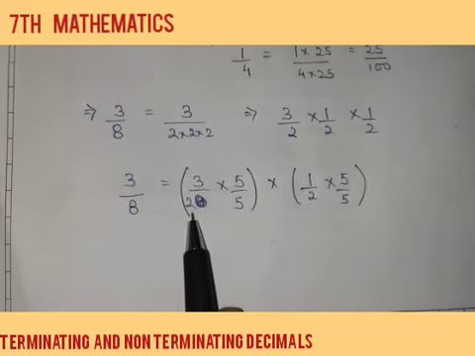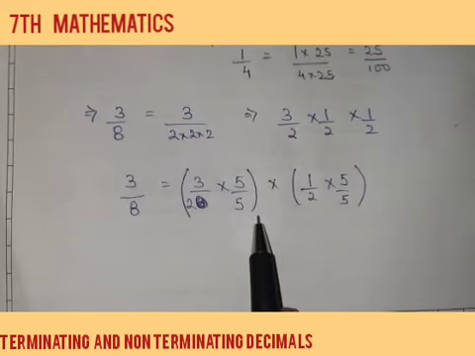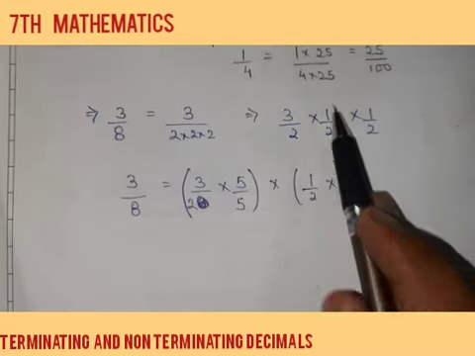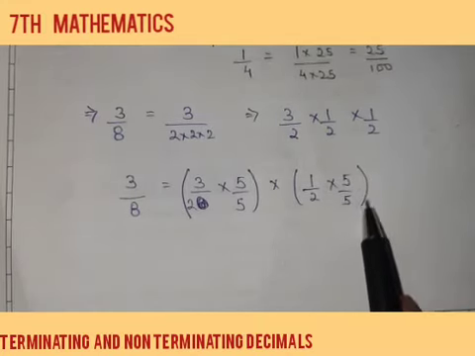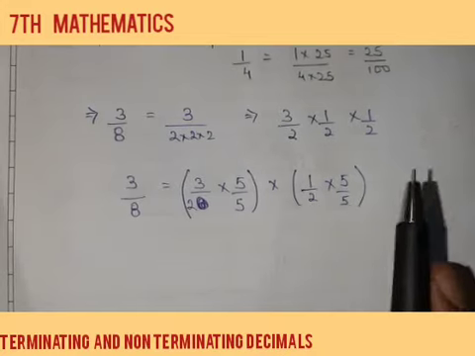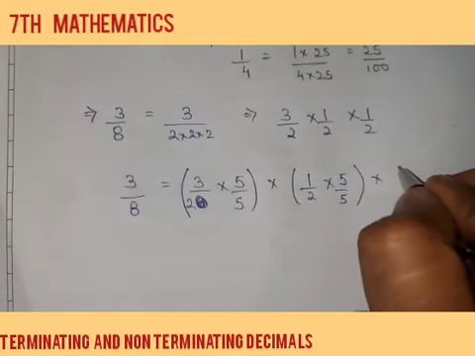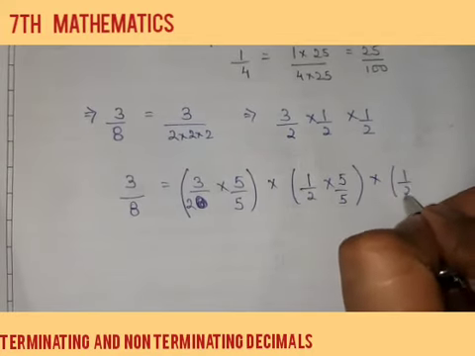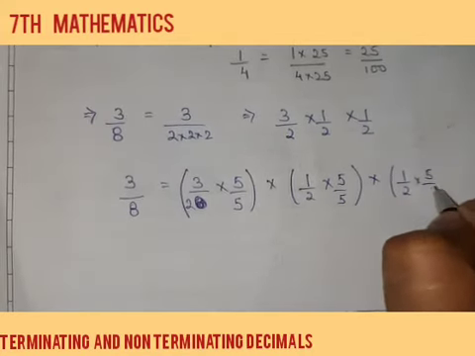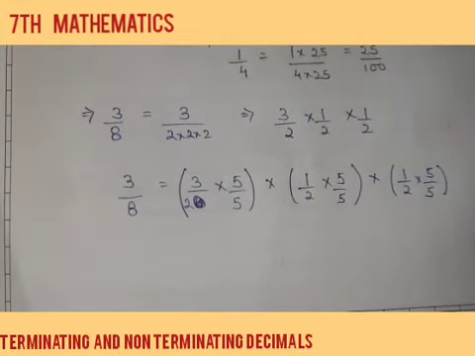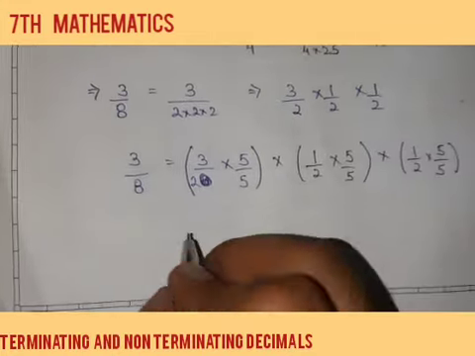So the first one was 3 upon 2 into 5 by 5, 2 into 5 will be 10. That means we are done with this one. We have converted it into power 10. Next is 1 by 2. So 1 upon 2 into 5 by 5, 5 into 2 will be 10. We are done with this also. The next one again, 1 upon 2 into 5 upon 5. Once again it will be in the form of power 10. So together we can write it how?